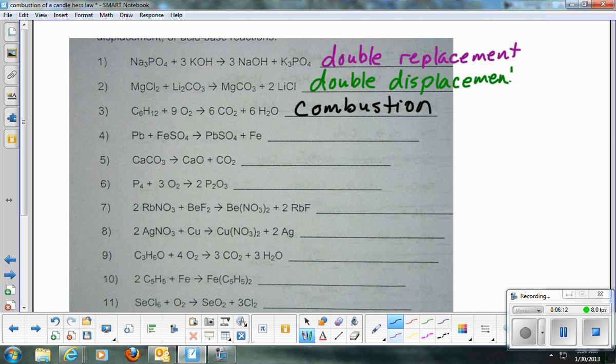Okay, what about number 4? Single replacement. A single and a couple, new couple and a single. Again, you could put replacement or displacement. Either one works. What about number 5? How'd you get that? It's one and then it's broken up, so that is decomposition. Good job.